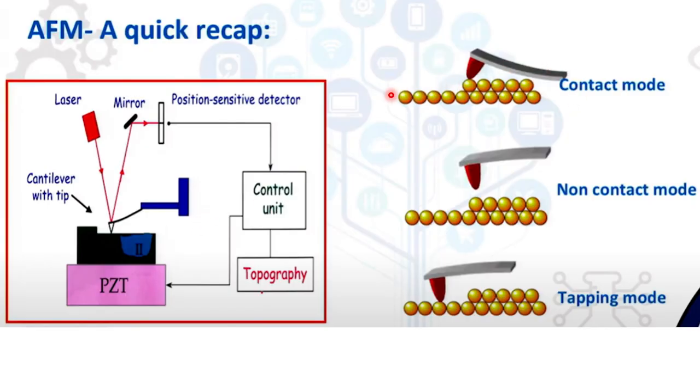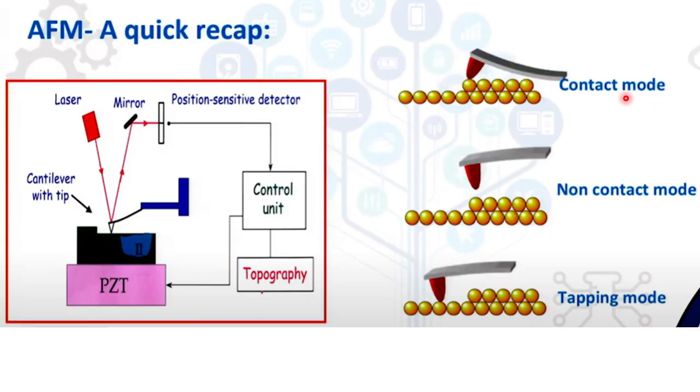That means throughout the region of interest, your tip is actually touching the surface. In non-contact mode, it is not touching the surface of your region of interest. And the third one, that is in between, is tapping mode. So it is touching the surface, and in the next it is not touching the surface. And we have also discussed what is the advantage or disadvantage.